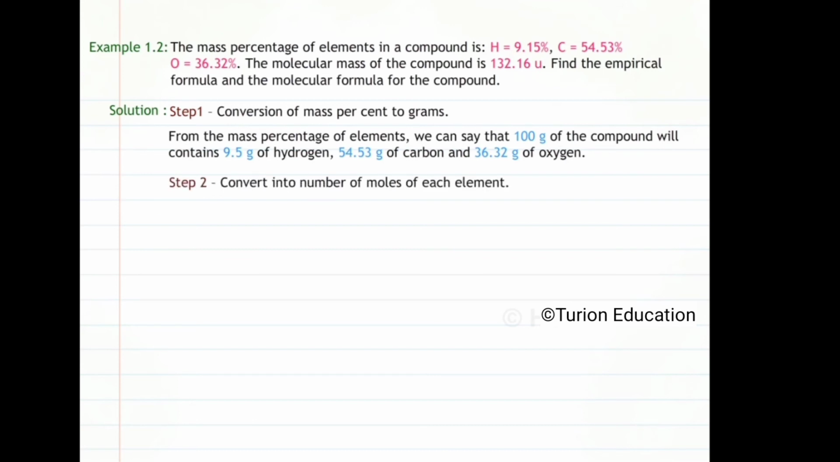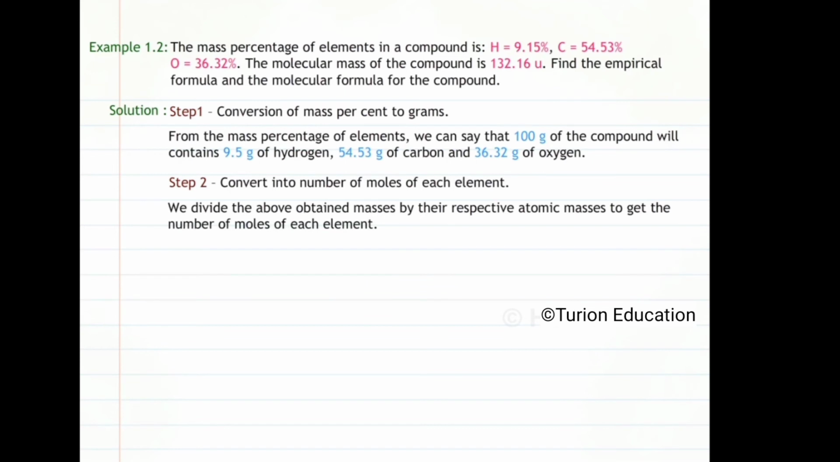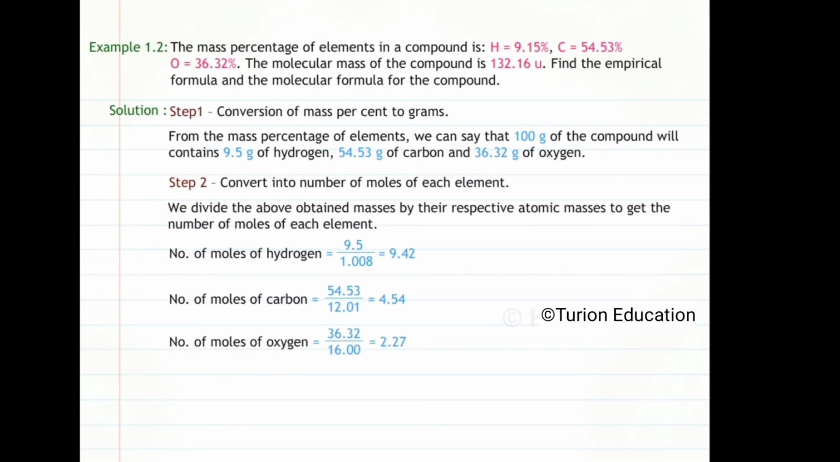Step 2. Convert into number of moles of each element. We divide the above obtained masses by their respective atomic masses to get the number of moles of each element. Number of moles of hydrogen equals 9.15 by 1.008 equals 9.08. Number of moles of carbon equals 54.53 by 12.01 equals 4.54. Number of moles of oxygen equals 36.32 by 16 equals 2.27.